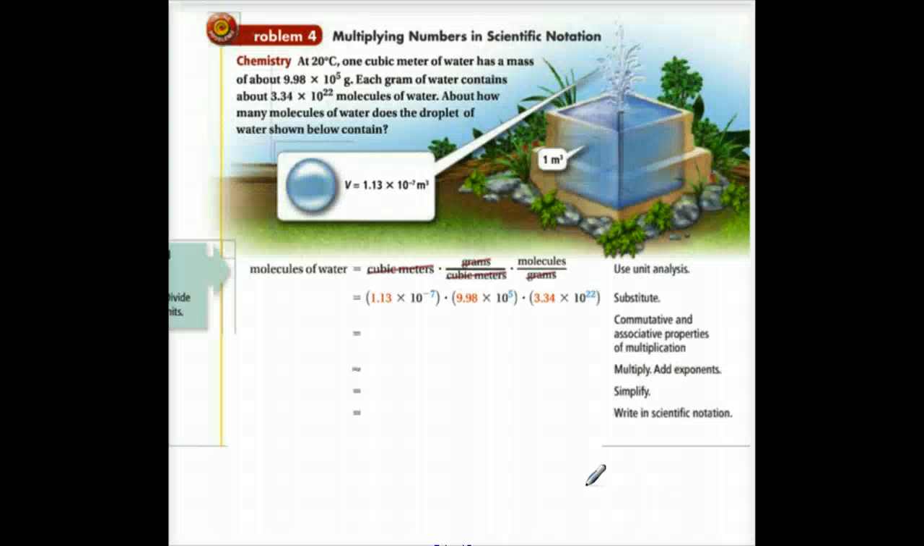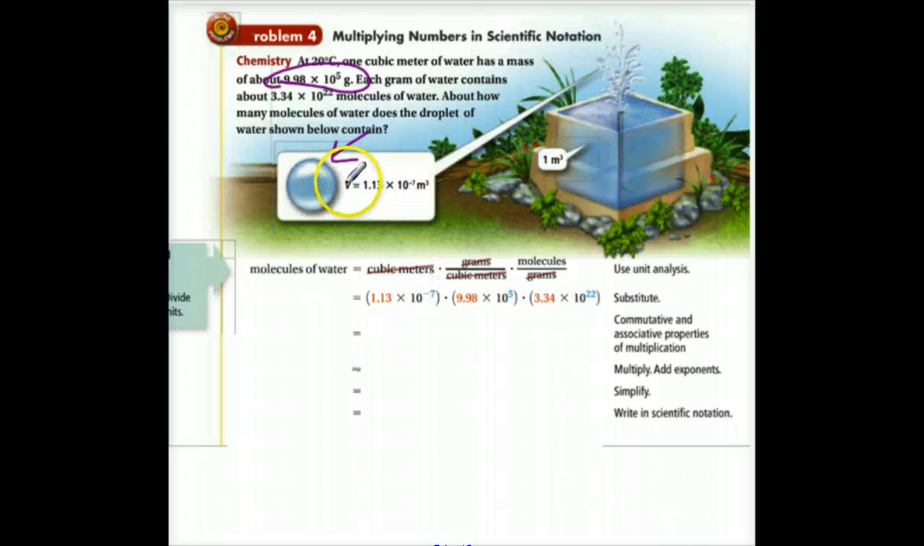All right, problem 4. This one can be a little confusing just in the example they used and the way they word it. The got it problem is a little bit easier than the problem in the lesson check. All right, so at 20 degrees Celsius, 1 cubic meter of water has a mass of about 9.98 times 10 to the 5th grams. Each gram of water contains about 3.34 times 10 to the 22nd molecules of water. About how many molecules of water does the droplet of water shown below contain?